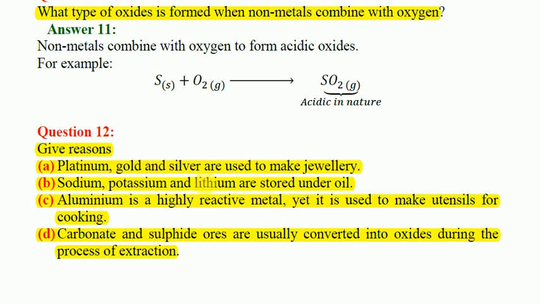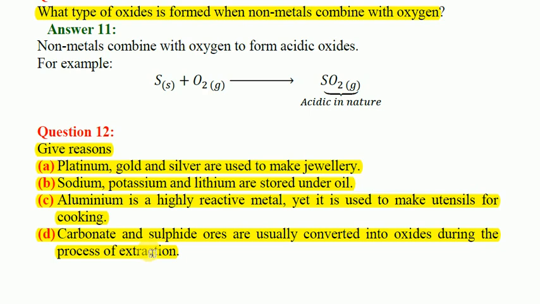The next point is that carbonate and sulfide ores are usually converted to oxide ores during the roasting and calcination processes. Why do we want to convert metal sulfide or metal carbonate ores into oxides? They are asking this question.